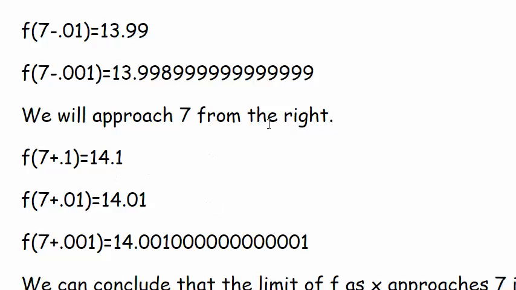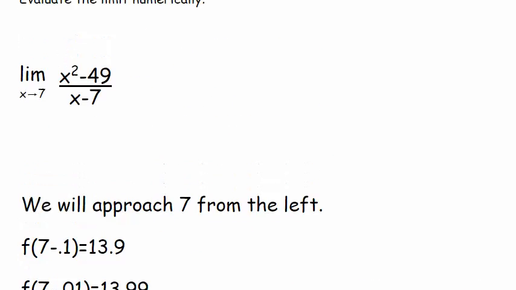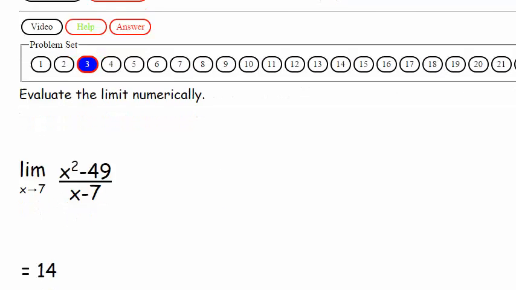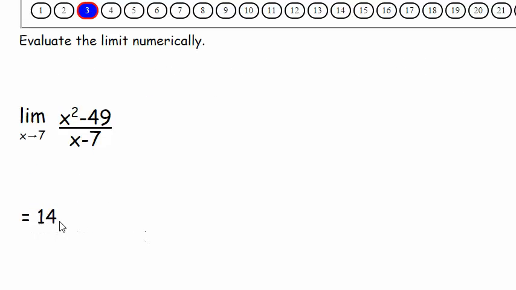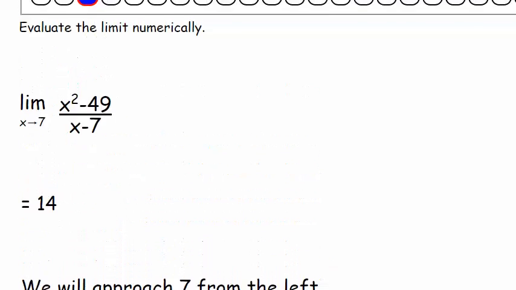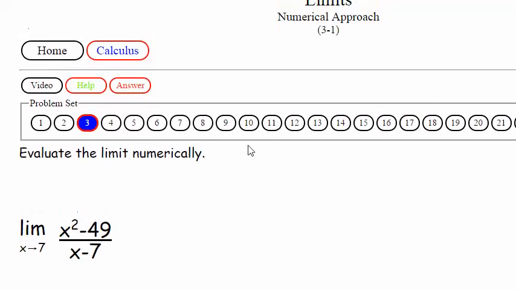And then we come in from the right hand side, right? So this would be 7.1 when we added these together, and then so forth. And as you can see, this is definitely getting closer to 14 also. So both these numbers are converging towards the same number, and that means that the limit exists and it's equal to that number. Let's hit the answer here and see exactly what that is. So it's 14, as you can clearly see. So that's all you have to do when we go to evaluate these limits.